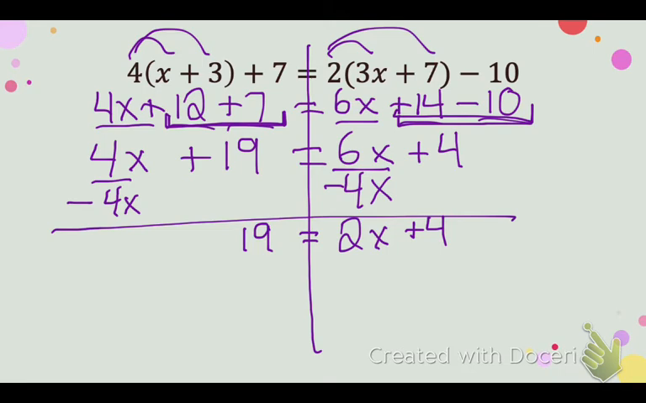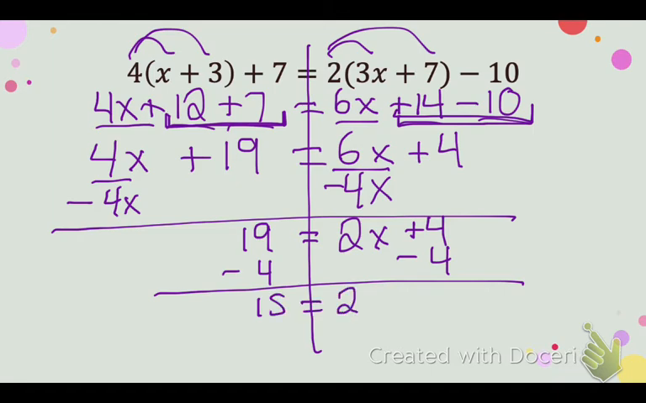Fourth step is to move numbers to the other side. So I move the variables to the right, numbers to the left. So minus 4, 15 equals 2x. And again, 2x is 2 times x. So I'm going to divide both sides by 2.